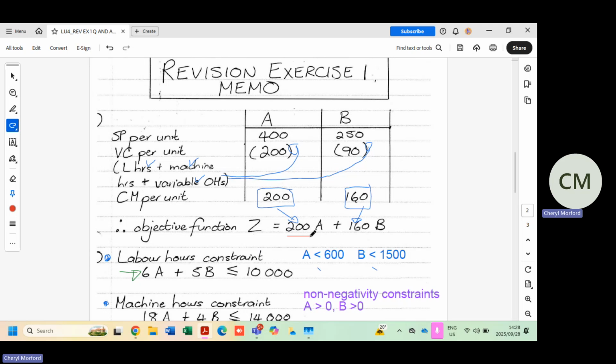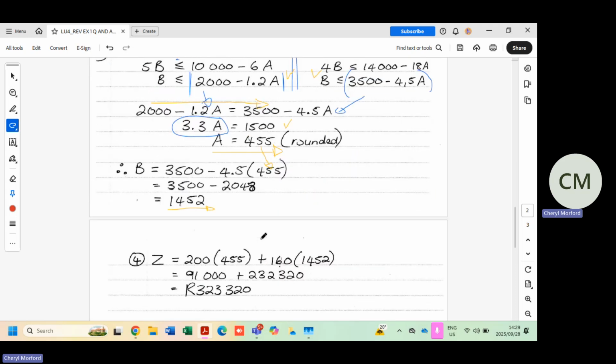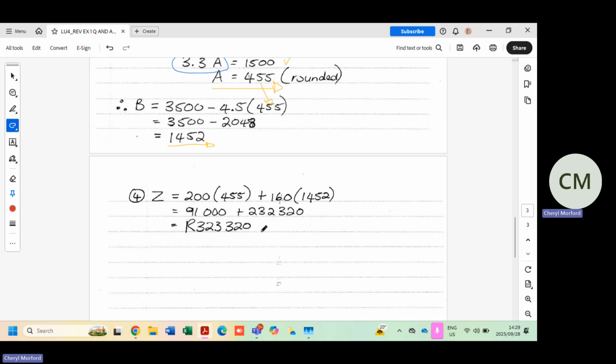So just a reminder there on what that was here. 200 is the contribution for A. All I'm going to do is substitute the number of A's. 160 Rand is the contribution for a B. I'm going to substitute the value of B that I just found, multiply and add, and it will give me the value for Z. And that will give us the maximum contribution. So if we do that, we get 323,320.